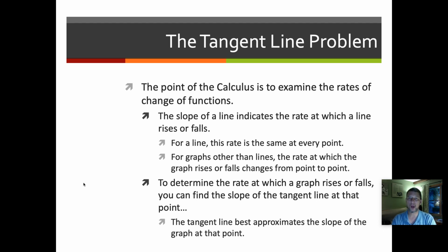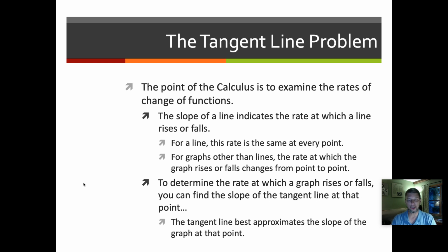And this presents a problem. However, Sir Isaac Newton invented the calculus in order to get around this problem. And it actually will allow us to calculate the slope of a graph at a given point. So, to determine the rate at which a graph rises or falls, you can find the slope of what we call the tangent line at that point. And I'll show you what that means in just a second.